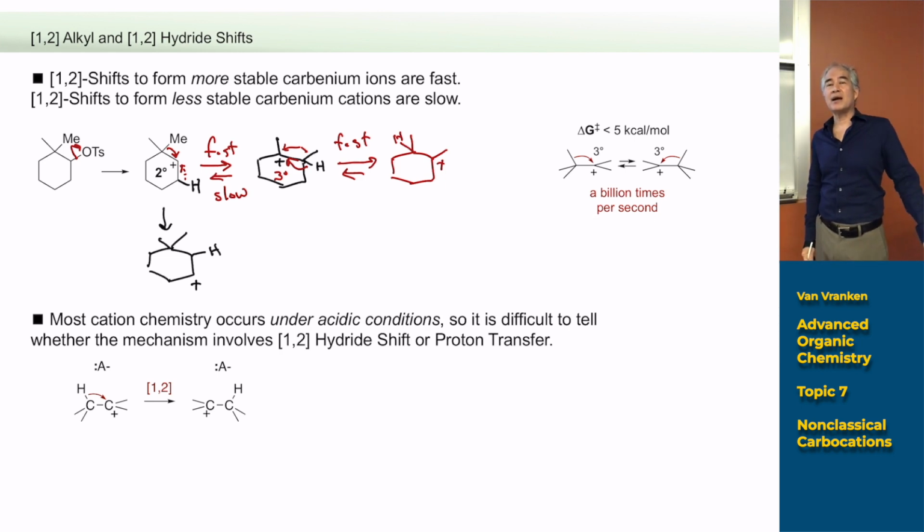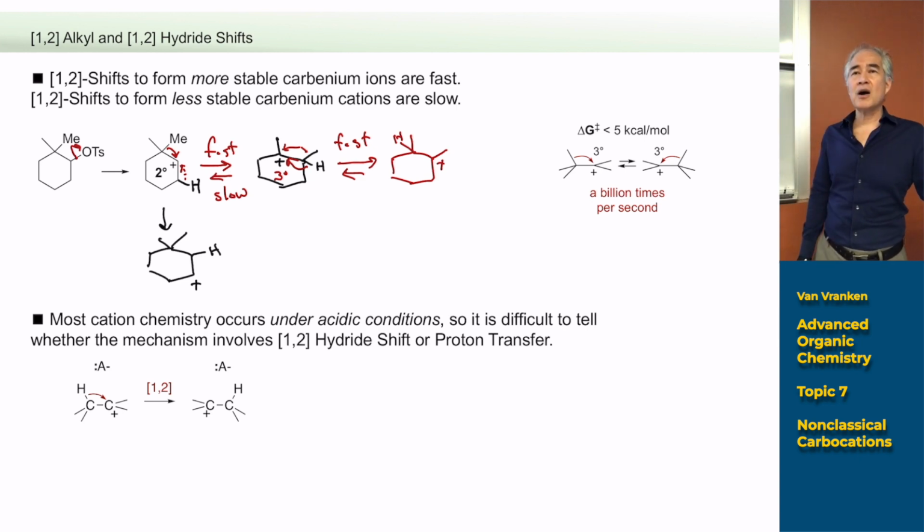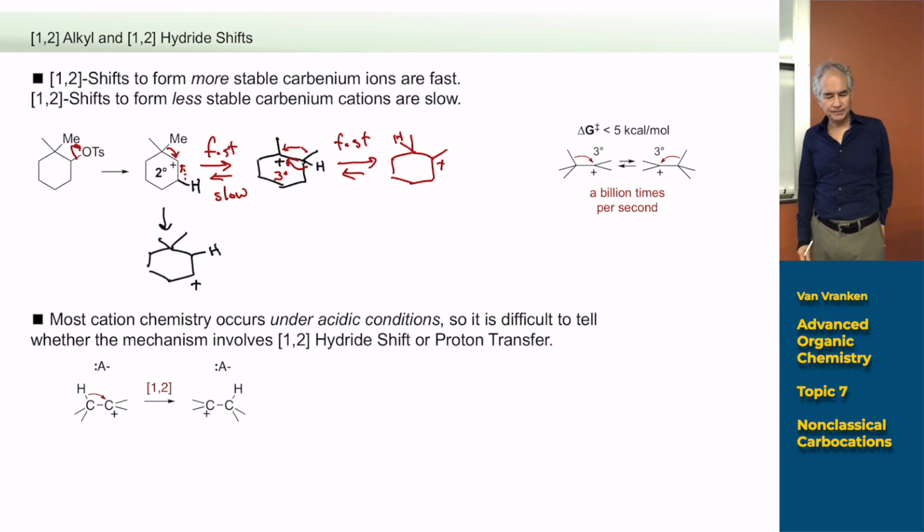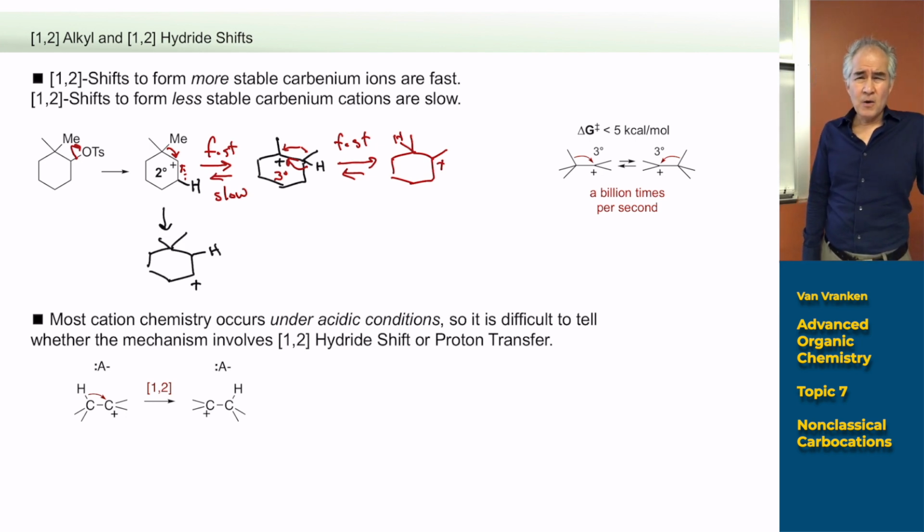The methyl groups are migrating. If you somehow labeled one of those carbon atoms with a C13, it would scramble in seconds. All the methyl groups would be scrambled due to this very fast migration in this system. Okay, so 1-2 shifts are favorable. They're super favorable if you're going from a less stable carbenium ion to a more stable carbenium ion.